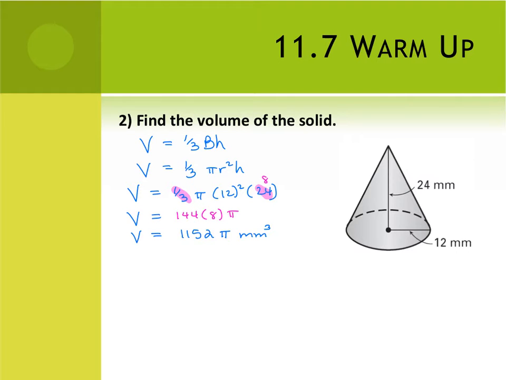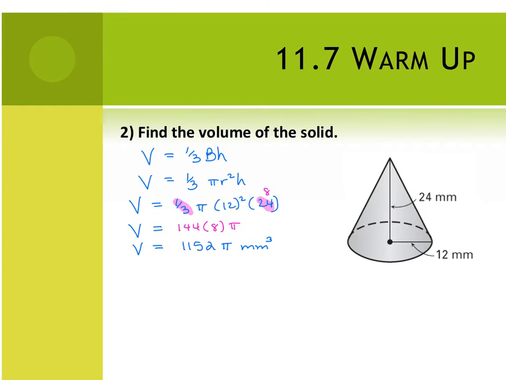Number 2 is a cone. So again, same formula, 1/3 area of the base times how tall it is. So 1/3 pi r squared, because it's a circle at the base, times the height. So 1,152 pi. If you were to multiply that, 1152 times pi, you would have gotten 3,619.11 if it said to round to 2 decimal places.